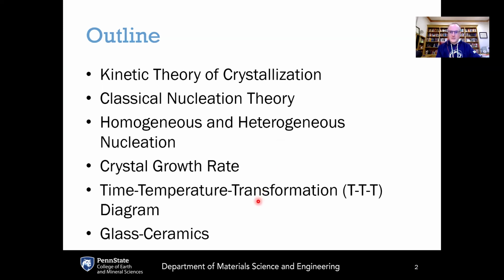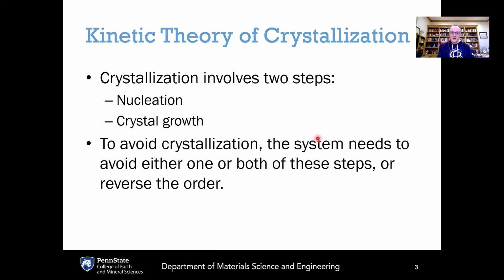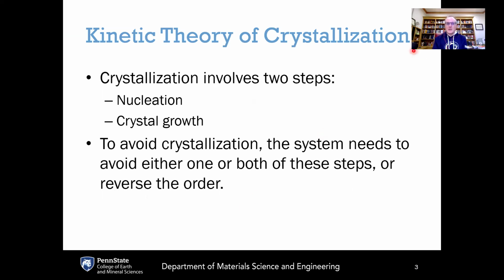And an example of controlling nucleation and crystal growth rates is glass ceramics, which will be covered at the very end of the lecture. So with the kinetic theory of crystallization, the main assumption here is that crystallization involves two steps. First, there is a nucleation step, and then following the nucleation step, there is a crystal growth step.